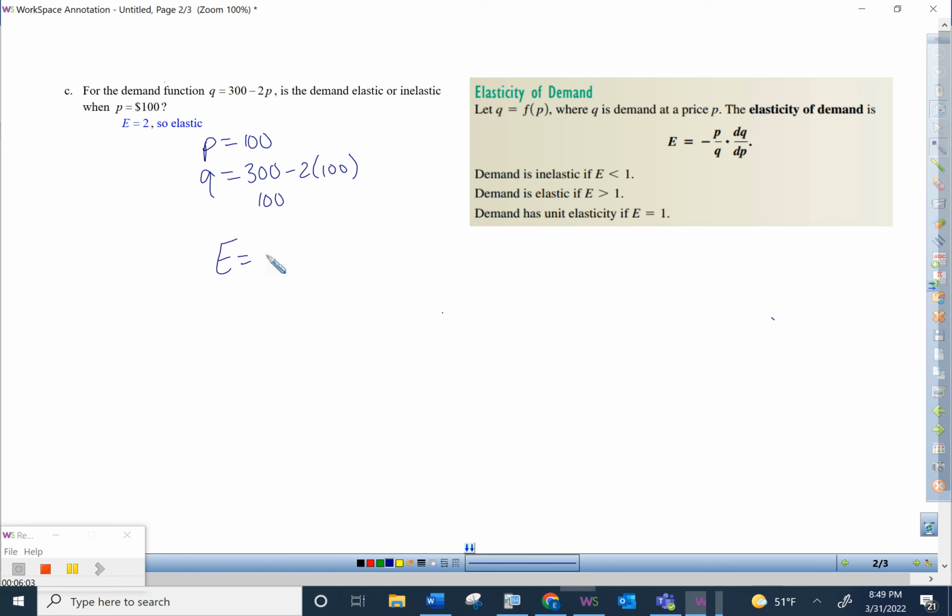E is negative P, so that's negative 100, over Q, that was 100, and then times the derivative of Q with respect to P. So here's our formula. We need to find our derivative. So 300 goes away. Negative 2 is just our constant, so that's it for that one. And then we simplify. This first part is negative 1 times negative 2 gives us E is positive 2. And if that value is greater than 1, we're elastic. That's it on that one.